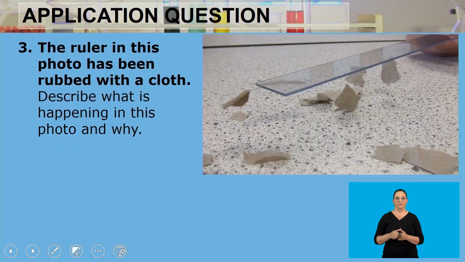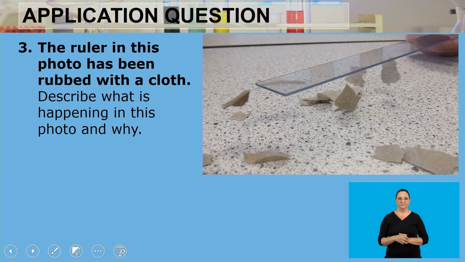So moving on to the next part of the question. It says, the ruler in this photo has been rubbed with a cloth. So remember, rubbing a substance with another one, that's what you call friction. They have rubbed a ruler with a cloth, and we need to describe what is happening in this photo and why this happens. We can see that the ruler will attract the pieces of paper that are on the table. So what is happening here and why does it happen?